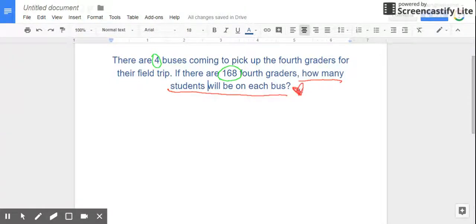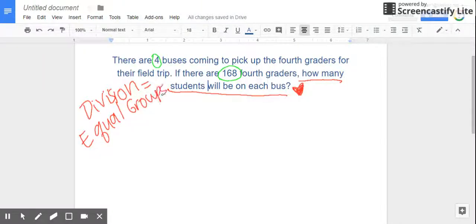That sounds a lot like groups to me. And remember what we've said. Division is simply putting a total number into equal what? Equal groups. And it sounds to me, if they're saying the word each bus, they want to know about an equal group.